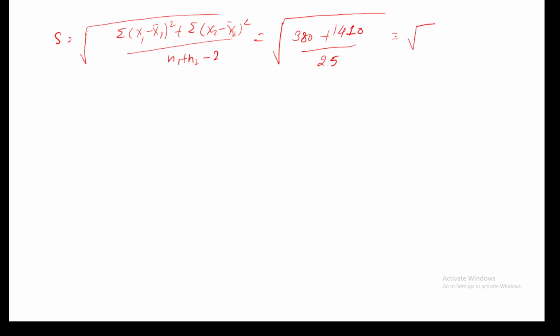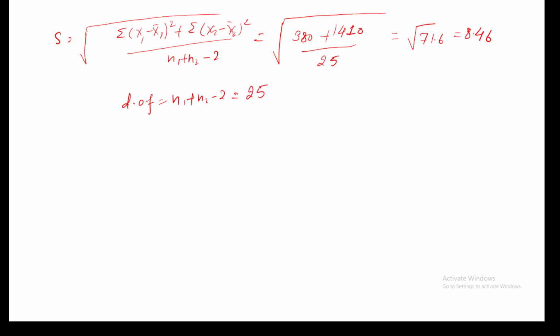Root under 380 plus 1410 by 25, 71.6. 8.46. So now we got the P value, S value. We will calculate the degree of freedom also. So N1 plus N2 minus 2, it becomes how much?